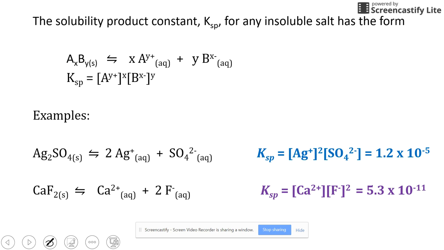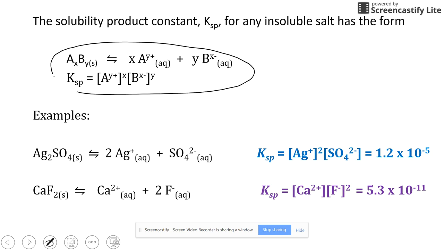All right, let's move on to the next slide. This slide shows you the general way to write the Ksp. If you have this insoluble salt, A is the cation, B is the anion, and it splits into the cation and anion. So the Ksp is equal to the concentration of the cation to the power of its coefficient, multiplied by the concentration of the anion to the power of its coefficient.